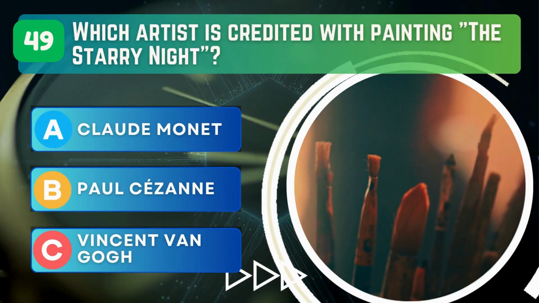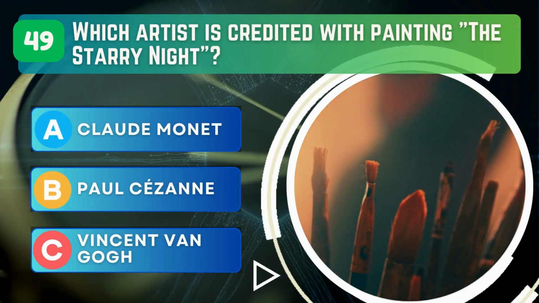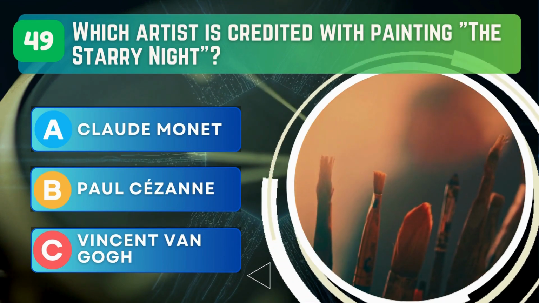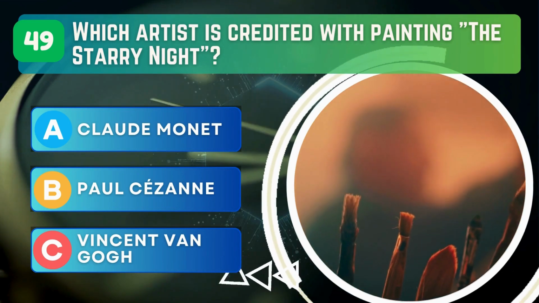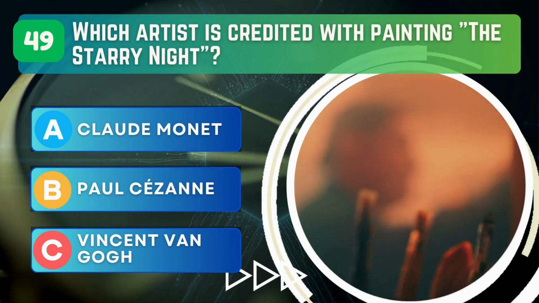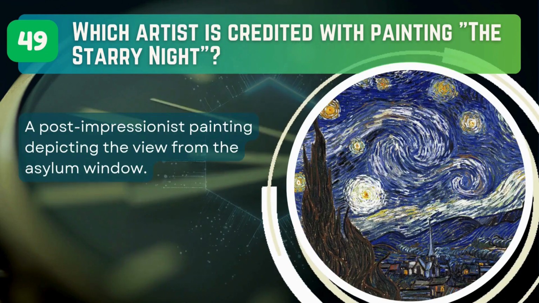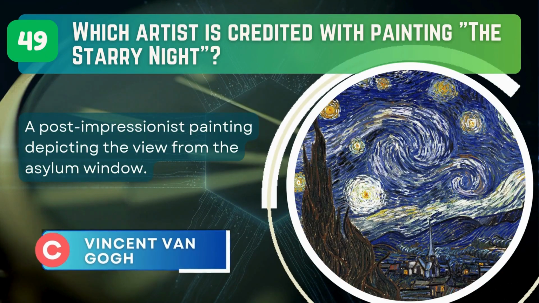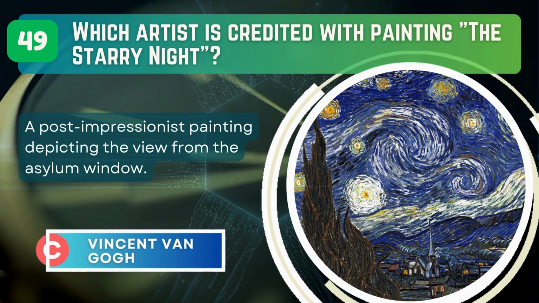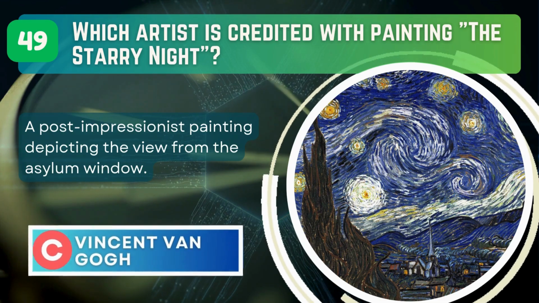Which artist is credited with painting The Starry Night? Vincent van Gogh. A post-impressionist painting depicting the view from the asylum window.